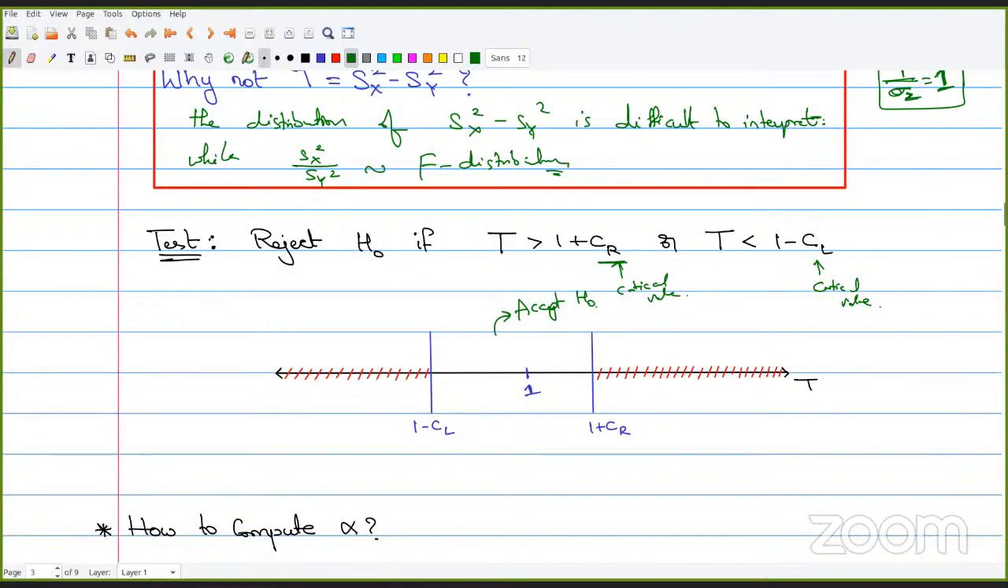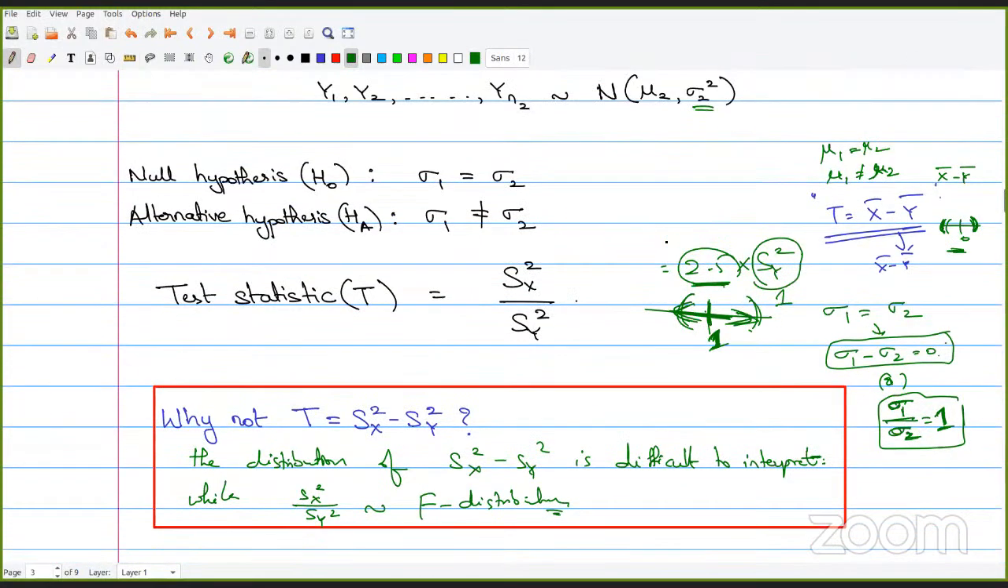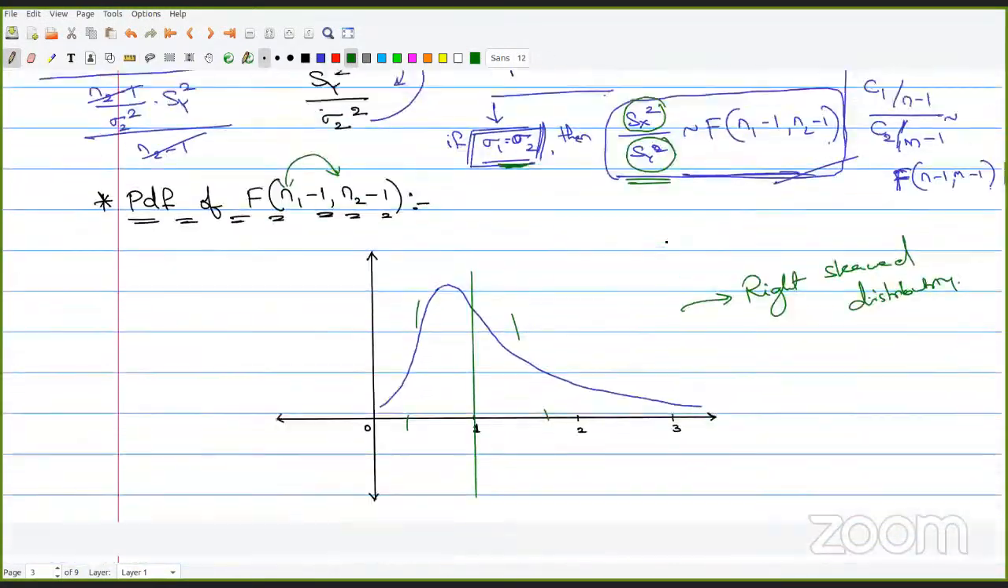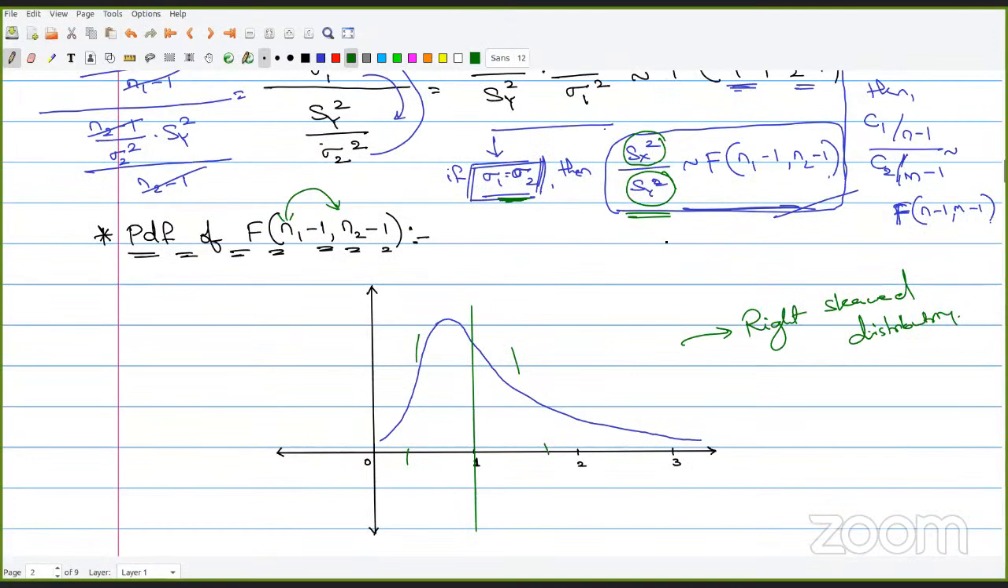So why we are having two different values is just because it is not a symmetric distribution. The F distribution we have shown is a right skewed distribution. The peak point is not the mean. The mean will be somewhat to the right side of this peak point. So this is a right skewed distribution. That is why the probabilities on the left side of the mean and the right side of the mean will be different.